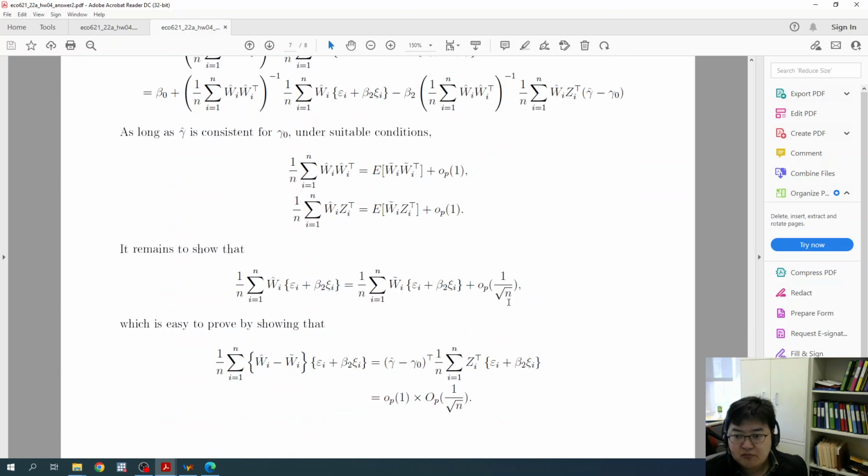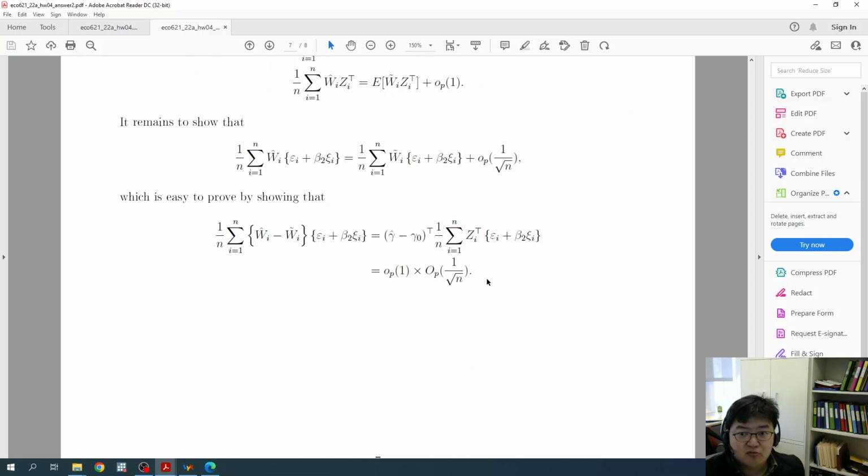So this should be proven, but it's not that difficult, because if you subtract these two terms, then you get this, and this is basically gamma hat minus gamma 0 times z, right? So this follows the central limit theorem as before, and this is small o_p(1). So the same result applies again here. And as a result, we have proved this.